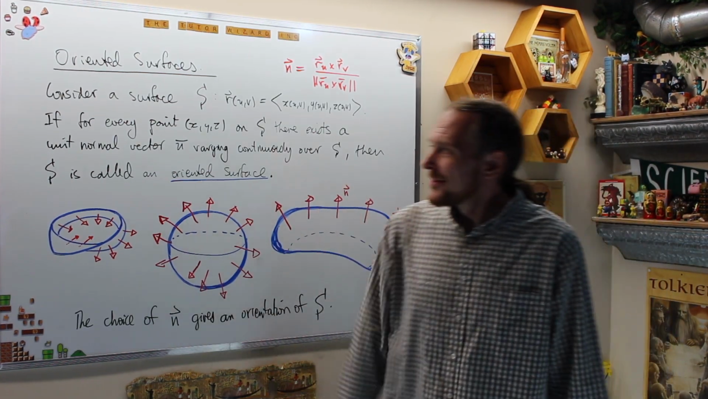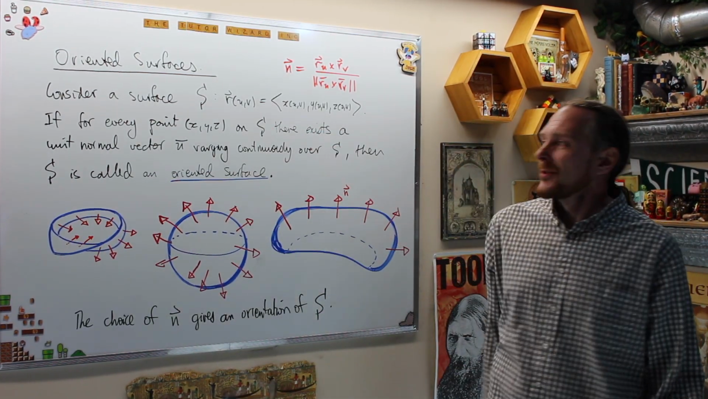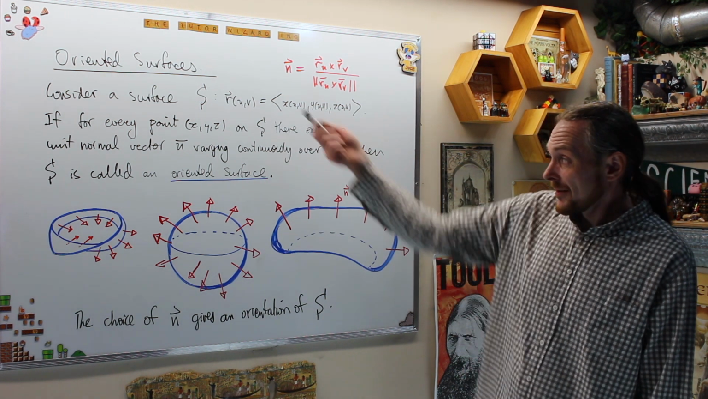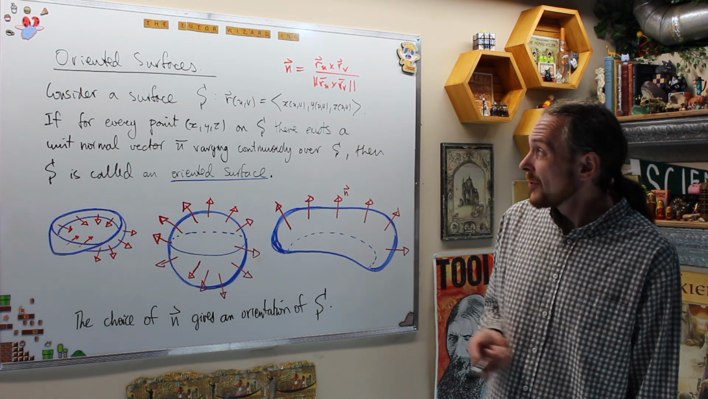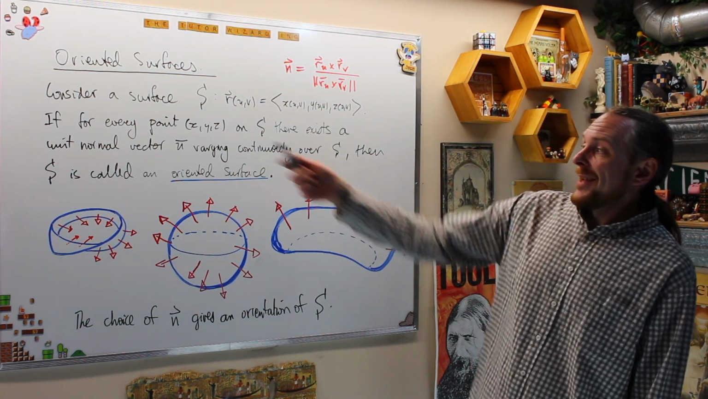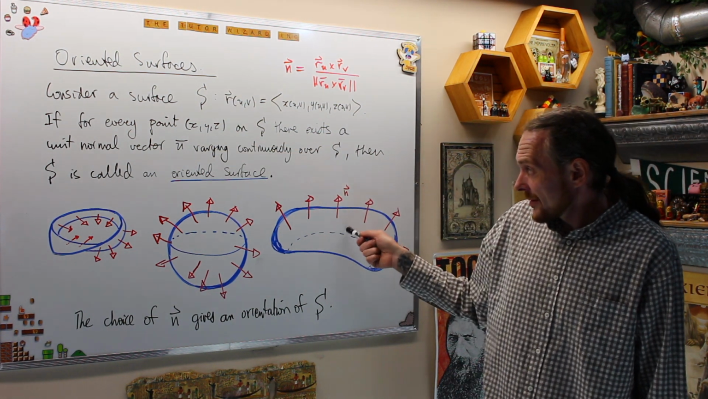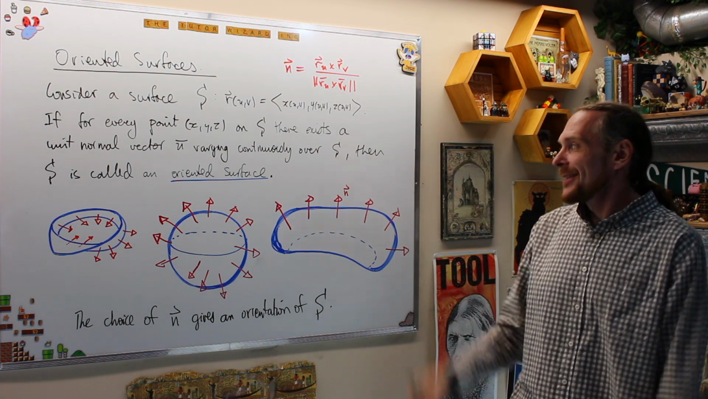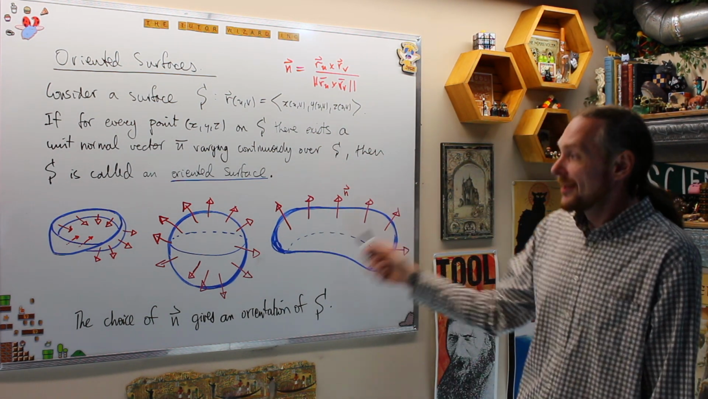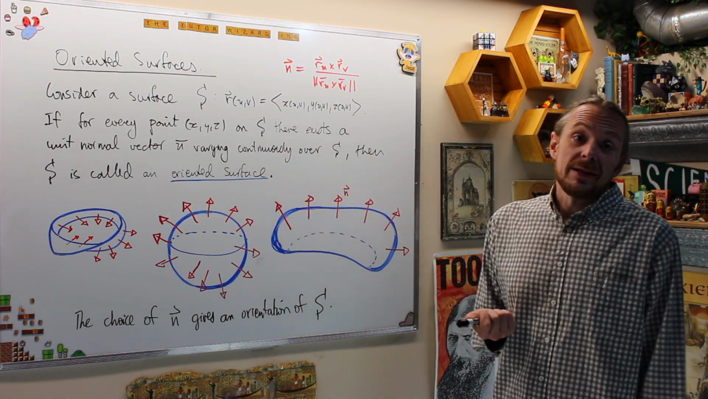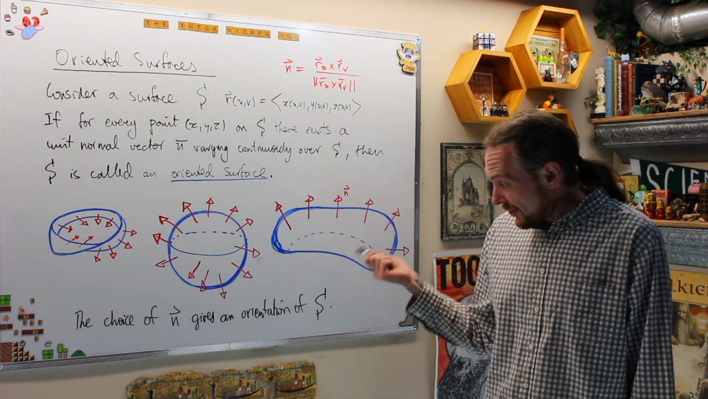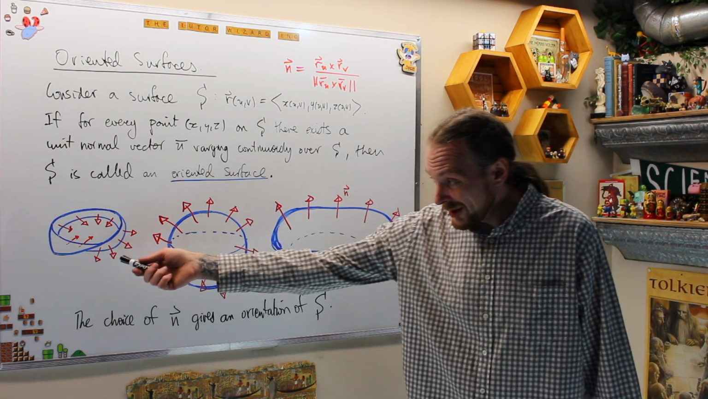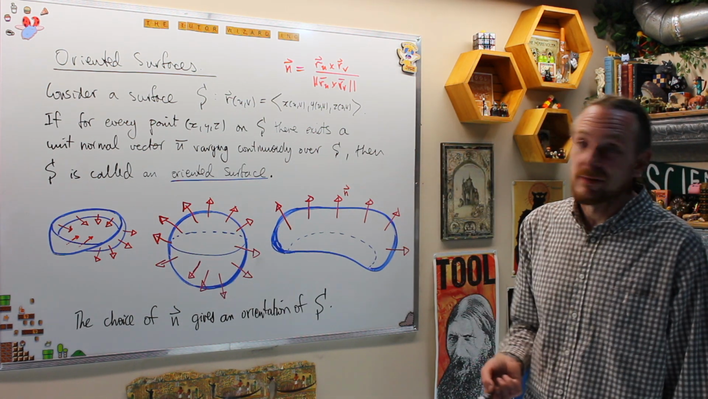All right, for orientated surfaces, we're going to consider a surface S parameterized with the vector function r of u, v at every point x, y, z on that surface. If there exists a unit normal vector which varies continuously over S, then we call this surface orientated. 2 of these surfaces are orientated, 1 of them is unorientated. Otherwise, we call the surface unorientated.